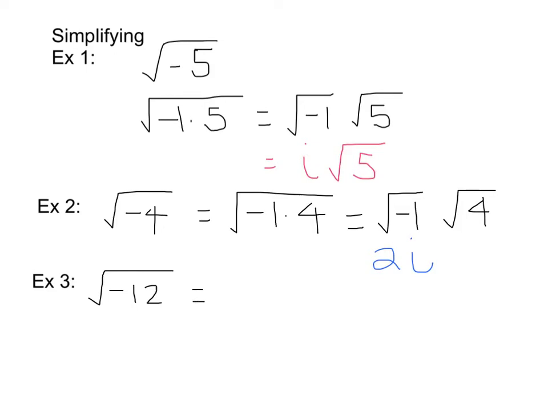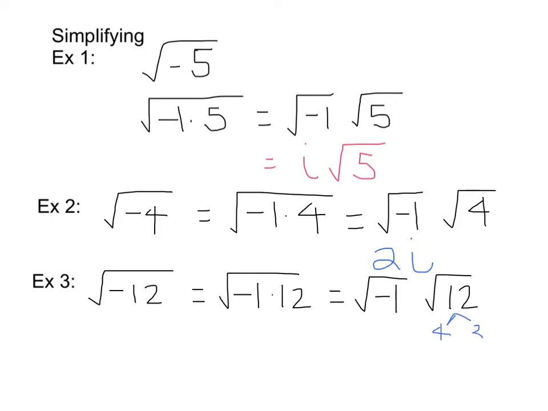So we're going to separate it as -1 times 12. And then separate them into their own radicals, so the square root of -1 times the square root of 12. Now I know the square root of 12 isn't a nice number, but you want to see if you can break it down. So 12 is 4 times 3 or 6 times 2, either way you get the same answer. 4 is 2 times 2.